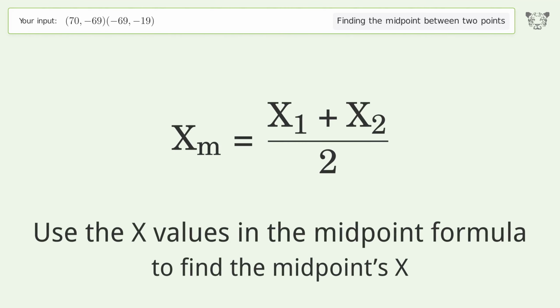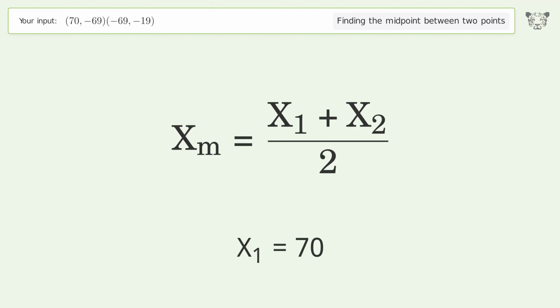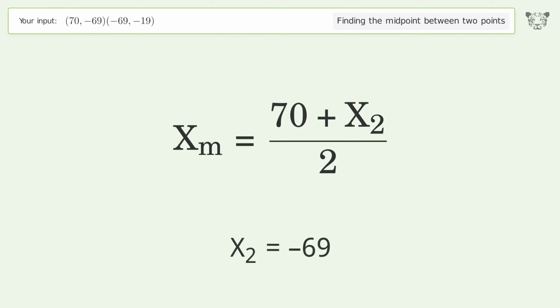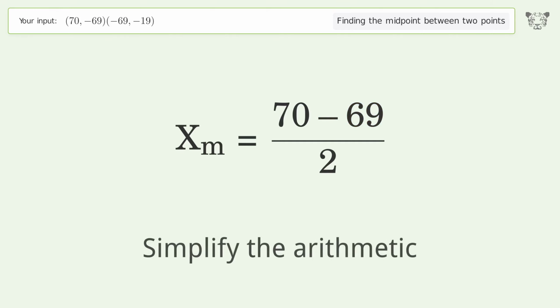Use the x values in the midpoint formula to find the midpoint's x. x1 equals 70. x2 equals -69. Simplify the arithmetic.